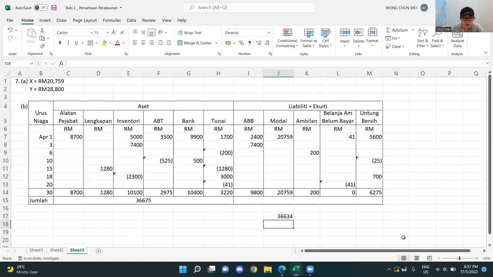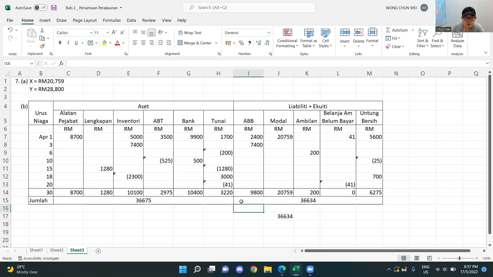And then you get, you see, so there is an error. Okay, let me see again. So you see, now this question we got error. Because for this one, we get 36,634. So we have to find out where the error is. Okay, because it should be imbang. If the imbang meaning ada salah somewhere.